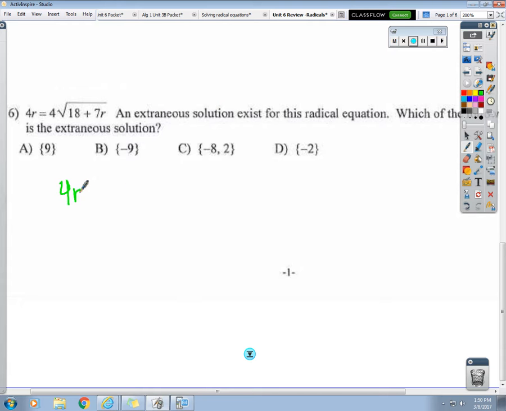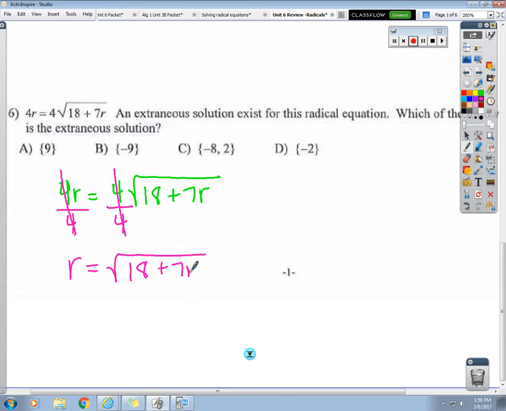So 4r equals 4 square root of 18 plus 7r. So like Kennedy said, this 4 is outside of the root. It's not trapped up under, so you can go ahead and move it to the other side by dividing it. Those cancel and those cancel, because 4 over 4 is 1. So now you have 1r equals the square root of 18 plus 7r. So now what do I need to do? I need to get rid of the square root, so I square it, and it'll get rid of it. But if you square one side, you square the other. So now this becomes r squared equals 18 plus 7r.